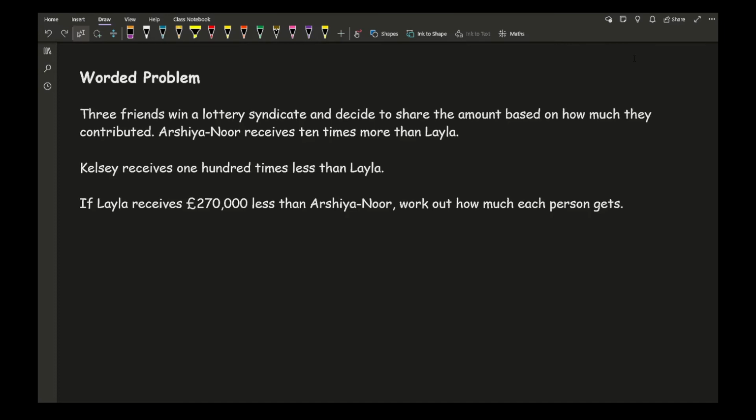Now, you might be thinking, this seems really, really confusing. Well, let's try and break this problem down to make it easier to work with. For starters, what I would strongly recommend is that you abbreviate how we label these people. So we're going to label them A, K, and L. Here we've got A, and then we've got L, and then we've got K.